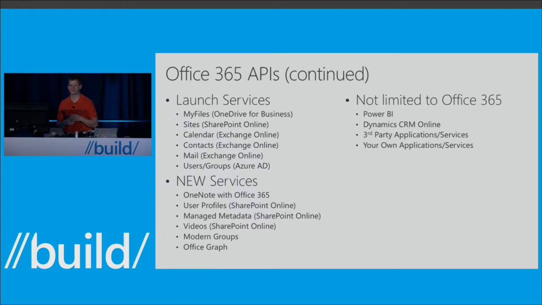Some of the new services, and some of these I'm not even sure have been completely announced. They're going to be announced this week. But there's a number of new services. I'm not even sure I have the full list here, but OneNote with Office 365 is something that's lighting up to where you can go and get OneNote notebooks that might be secured behind corporate locations. User profiles, managed metadata, the new video services within Office 365, modern groups, the Office Graph. You've heard a lot about the Office Graph and being able to get rich data out of there.